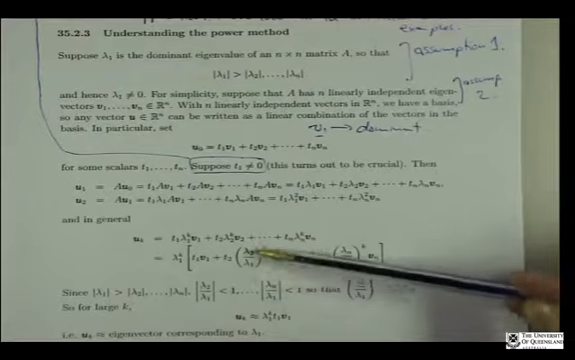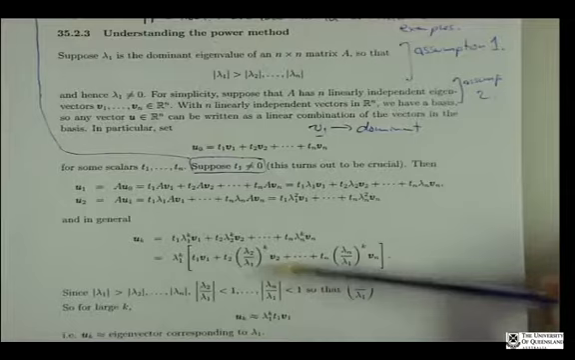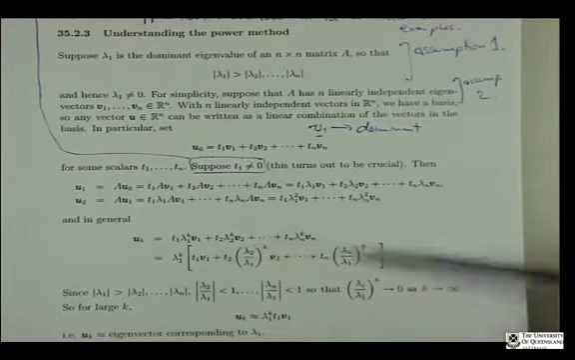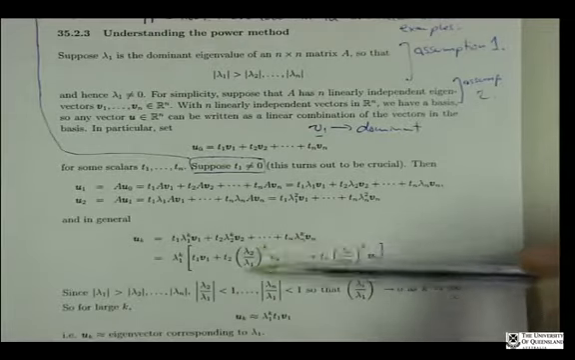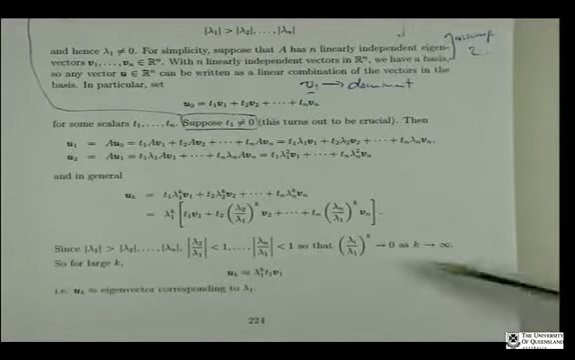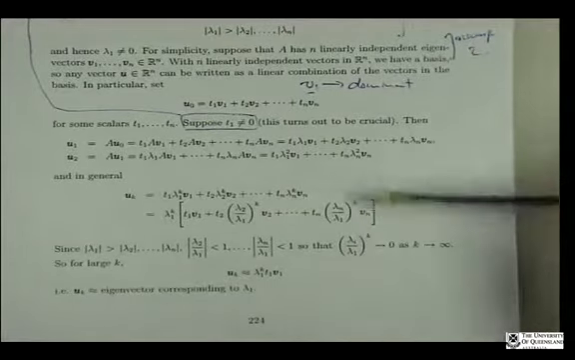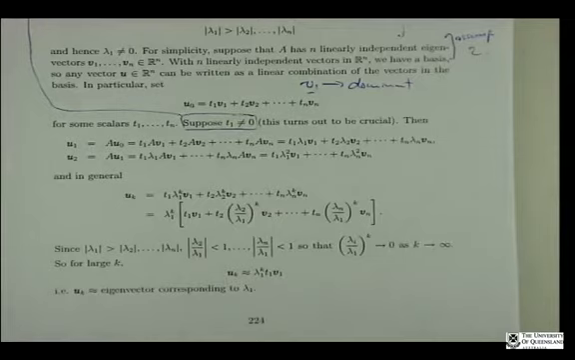Now this ratio, lambda 2 over lambda 1: if lambda 1's absolute value is greater than all the others, it means this factor is going to have magnitude less than 1. And in fact, as k gets bigger and bigger, those ratios will get smaller and smaller. And that's the key. That's why the power method works. Because those ratios are getting smaller and smaller, in the limit as k goes to infinity, they will vanish.